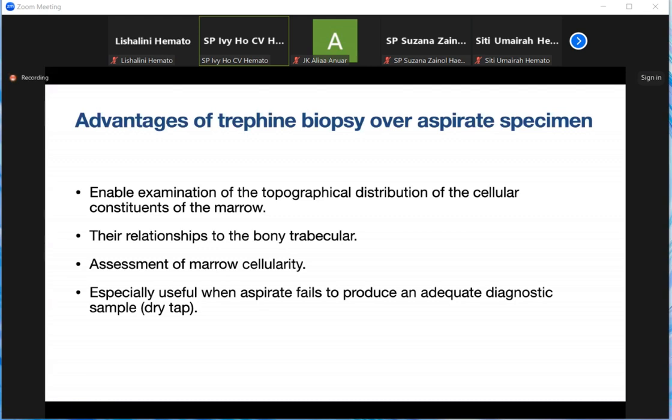And of course, the best place to assess marrow cellularity is still the Trephine. I know we can still assess the cellularity in the marrow from the aspirate smears, but the best one is still, I would say, the Trephine if you can get a very nice Trephine core. And Trephine biopsy will be especially useful when the aspirate fails to give you an adequate sample. For example, in a patient whose marrow is very fibrous, our clinician cannot suck out enough marrow for us to do the smear.